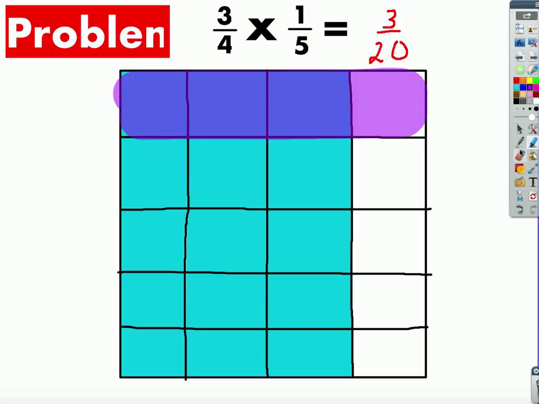Okay, just like that. Now what I do is I look at how many sections I've made. Well, I've made 4 by 5, so there's 20 sections there. And how many of them are overlapped? 1, 2, 3 of them are overlapped. So that would be 3/20. Alright, so that's how you multiply fractions and also have a model to show multiplying fractions.